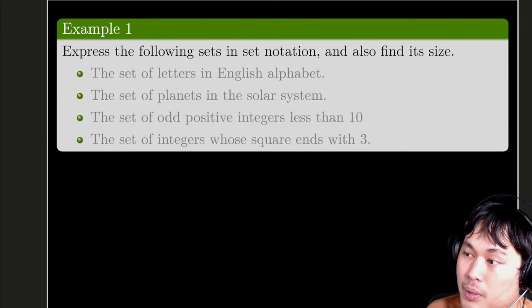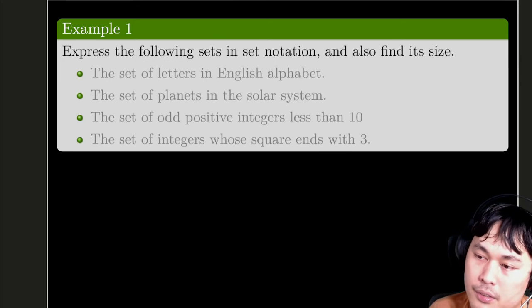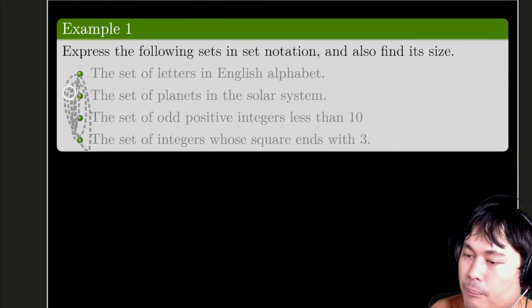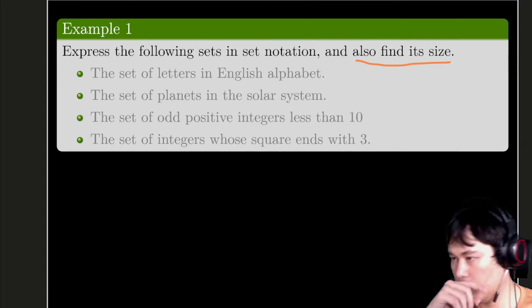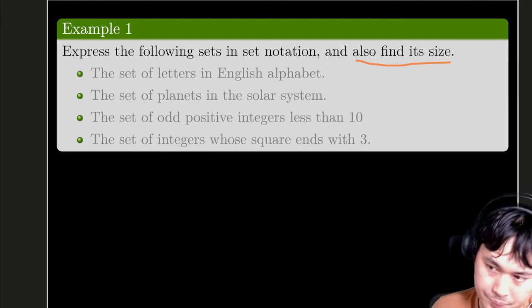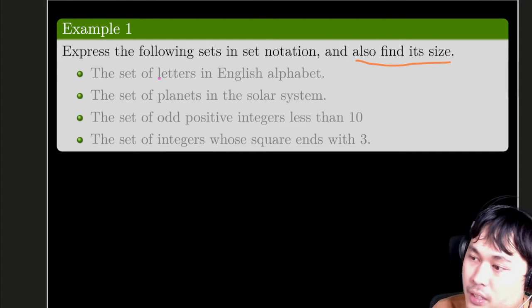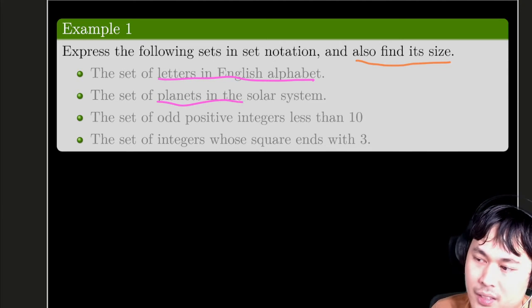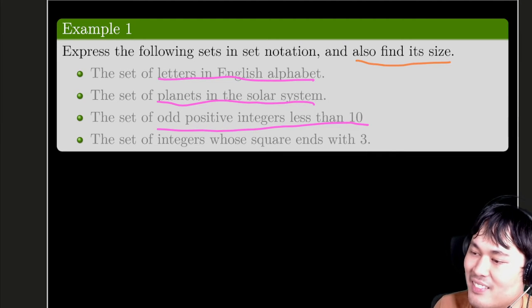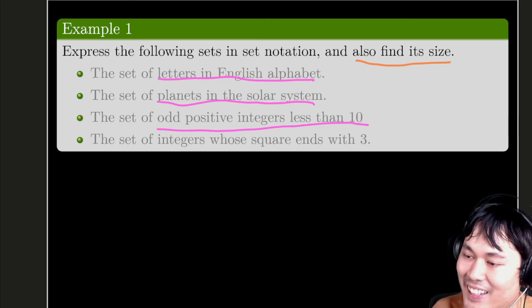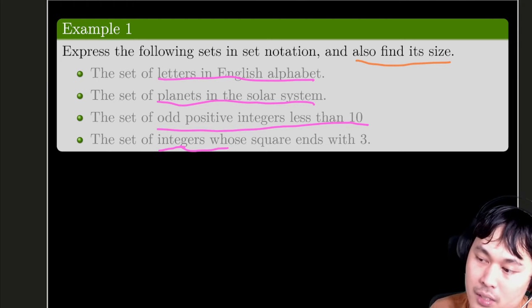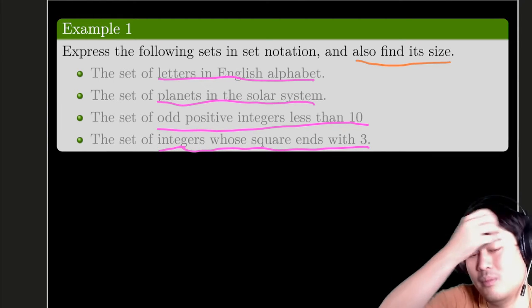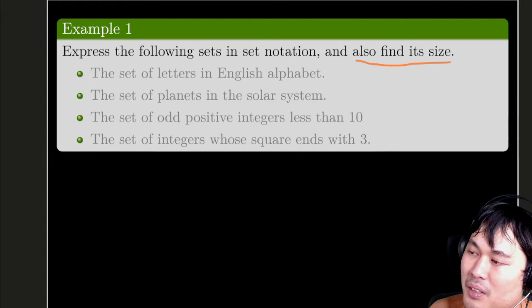The example is asking you to express the following sets. There are 1, 2, 3, 4 examples, using set notation and also the size, how large each of those things are. The first is the set of letters in the English alphabet. Then we have the set of planets in the solar system. Then the set of odd positive integers less than 10. And also the set of integers whose square ends with 3. Weird, right? Let's start from the top then.